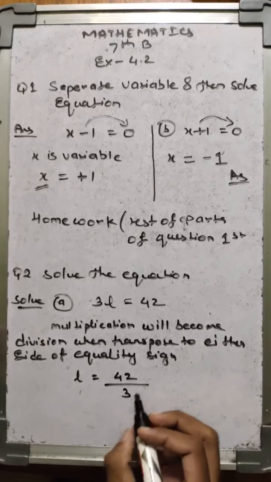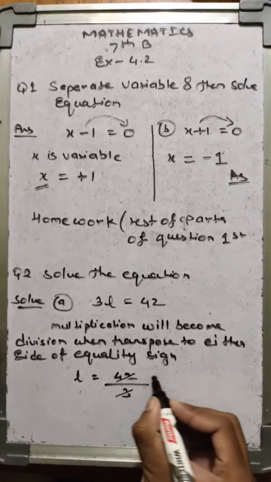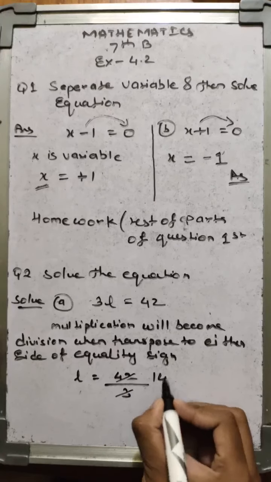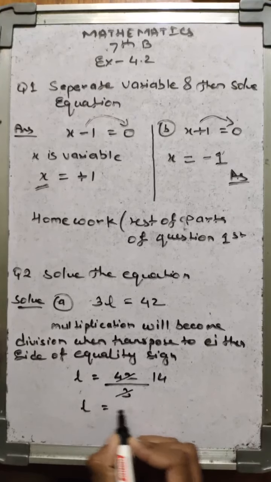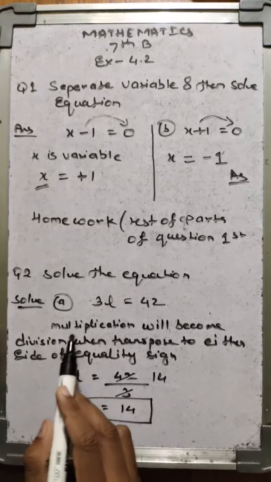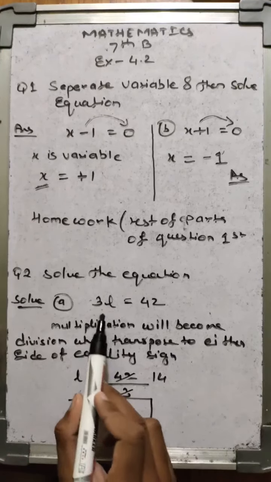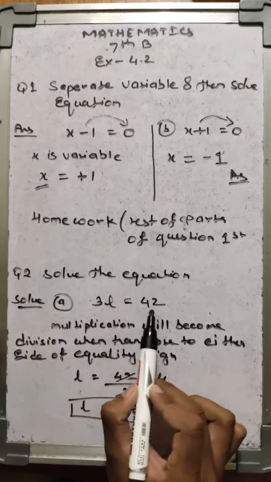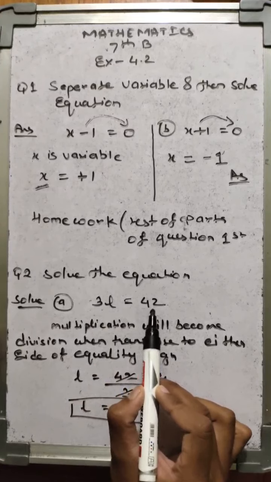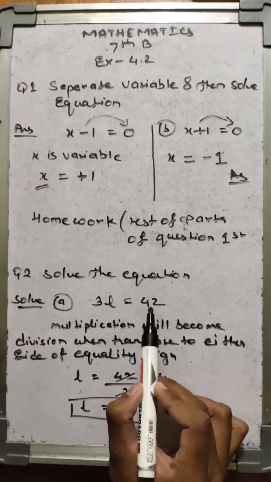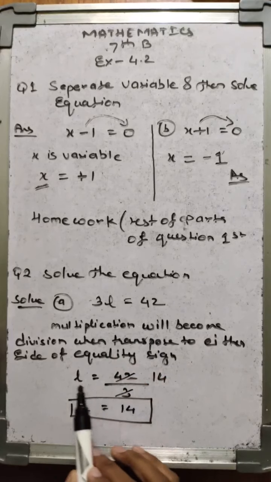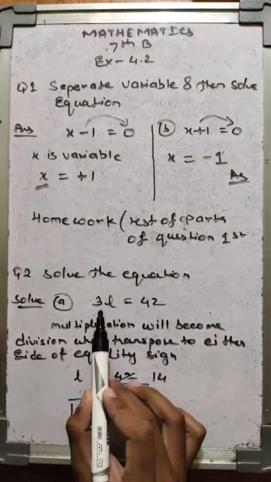Now you have to divide 42 by 3: 3 ones are 3, carry, 3 fours are 12. So you will get the value of L is equal to 14. This is really important to understand. Multiplication becomes division when we transpose it to the other side of the equality sign, and division will become multiplication. If I transfer this 3 to this side, it will become multiplication with L.